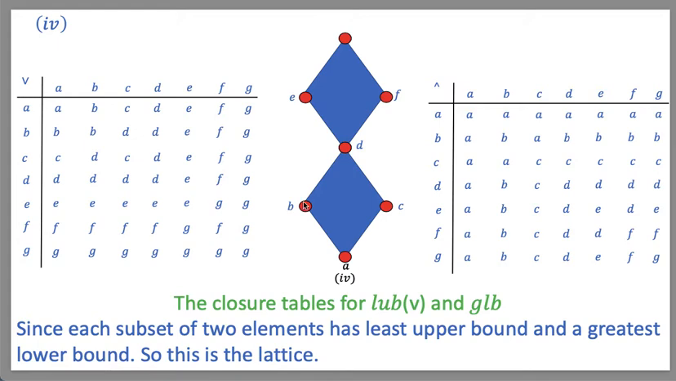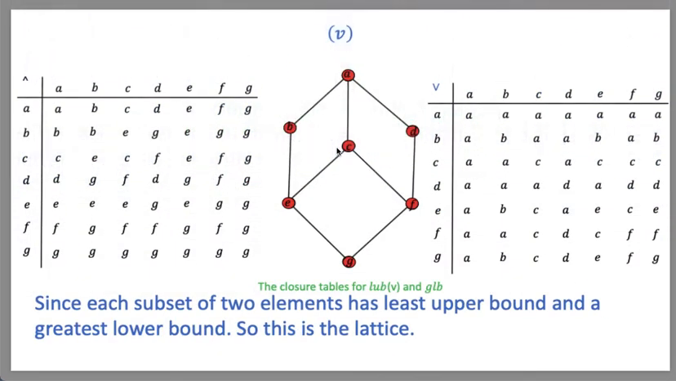Similarly, we can calculate the greatest lower bound of B and A is A. B and B is B. B and C is A. B and D is B. B and E is B. B and F is B. B and G is B. Similarly, we can calculate with C, D, E, F and G. We see that every pair of elements has a greatest lower bound. So this is a lattice.